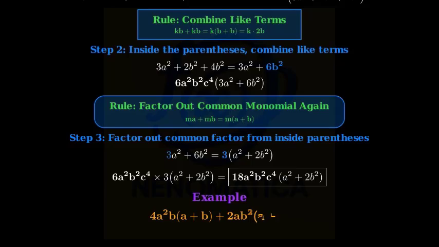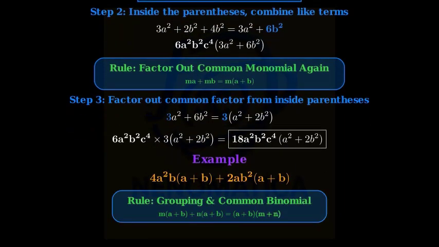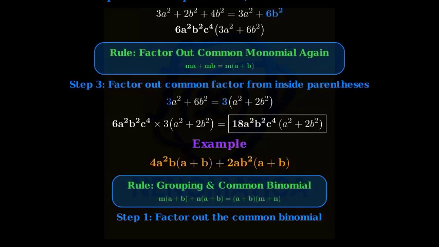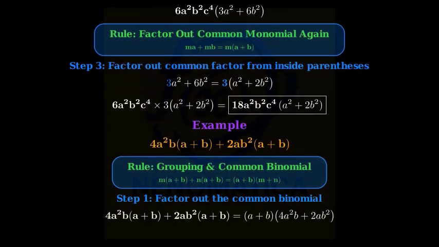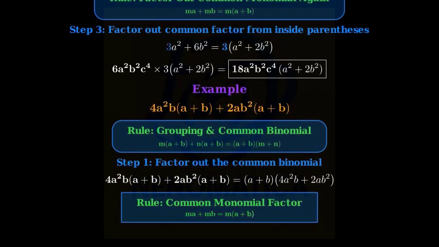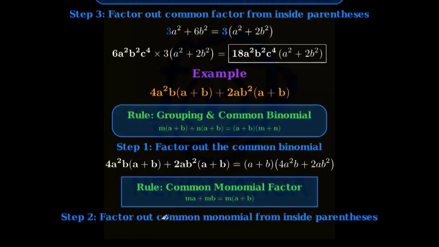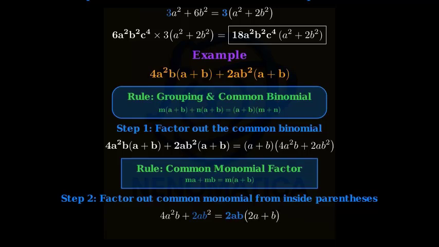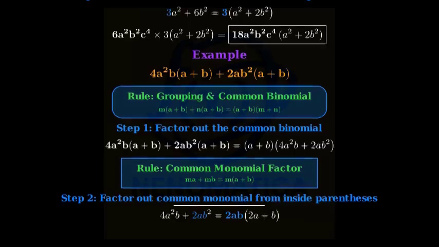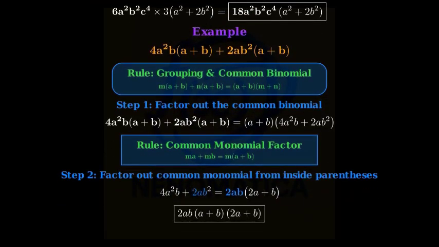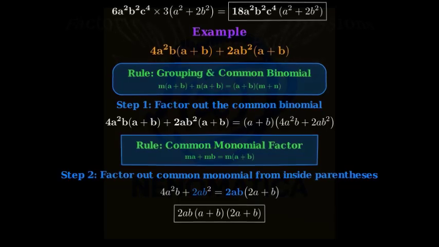We want to factor the expression 4a^2 b times a plus b plus 2ab^2 times a plus b. In this expression, we can see that both terms have a common factor of a plus b. Since both terms contain a plus b, we can factor it out. This gives us a plus b times the quantity 4a^2 b plus 2ab^2. Now, we need to factor the expression inside the second set of parentheses. Looking at 4a^2 b plus 2ab^2, we can factor out 2ab, giving us 2ab times the quantity 2a plus b. Therefore, our complete factorization is 2ab times a plus b times 2a plus b.